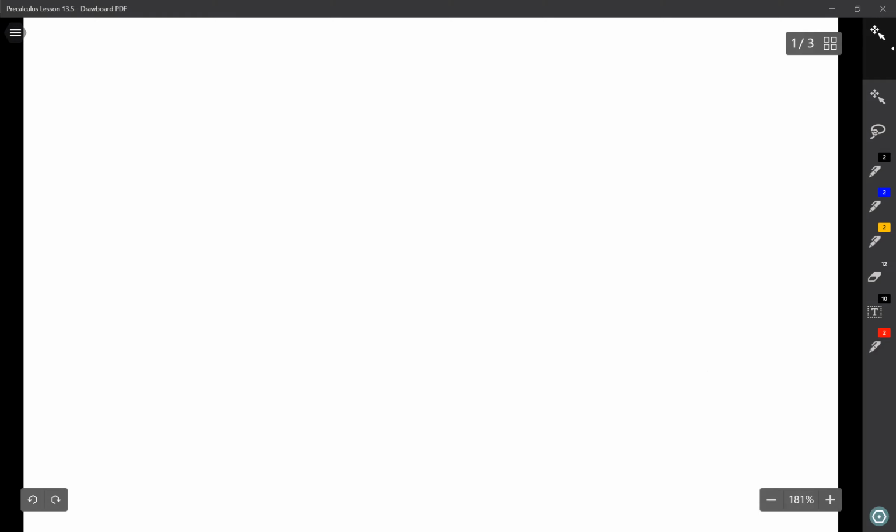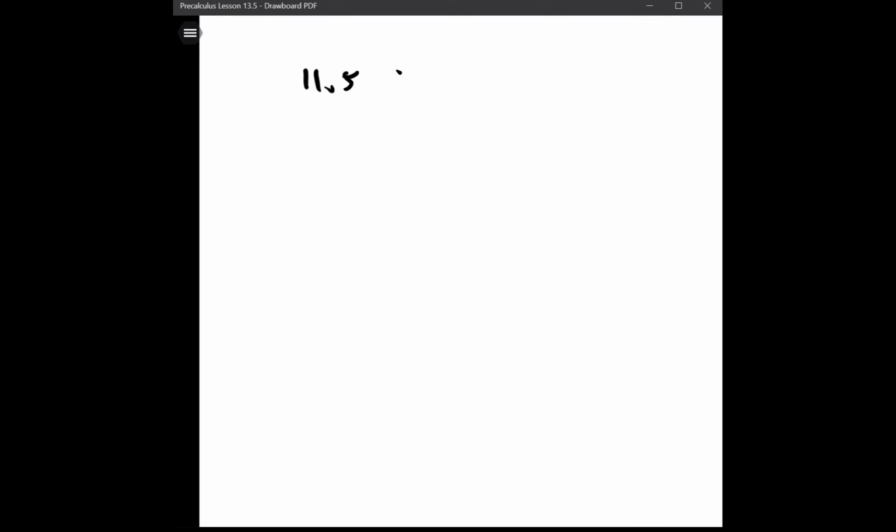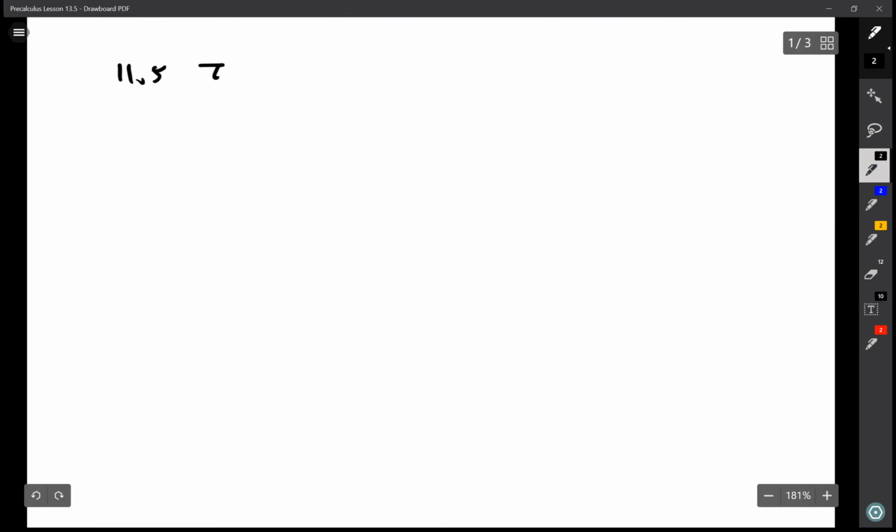Precalculus, lesson 11.5. This is conditional probability. So we're at 11.5, conditional probability.